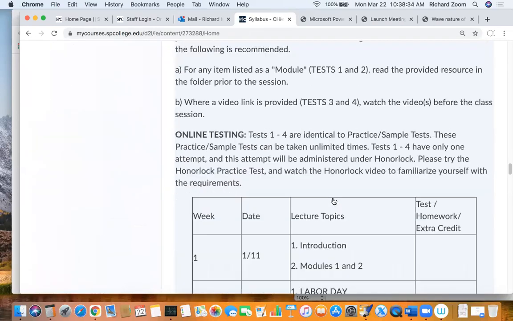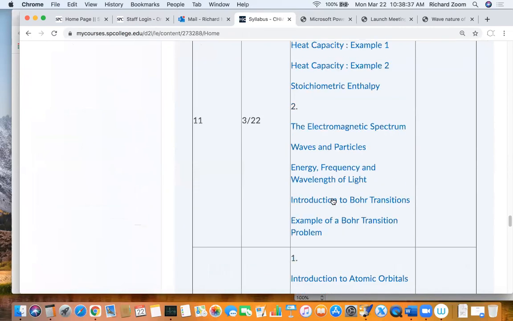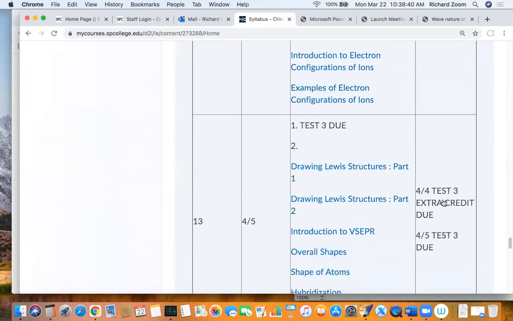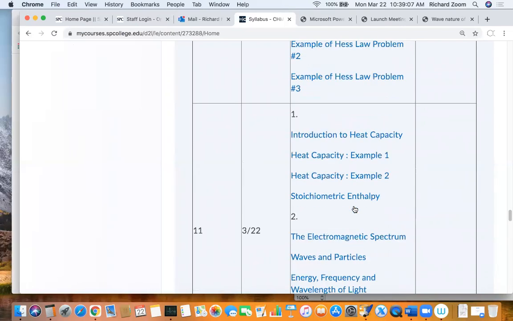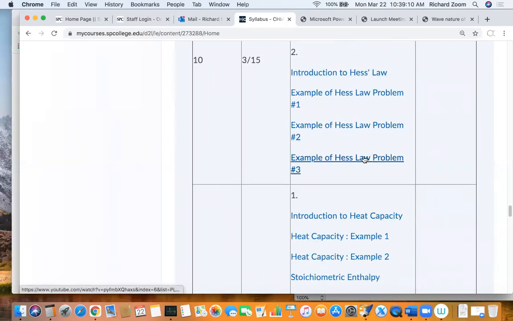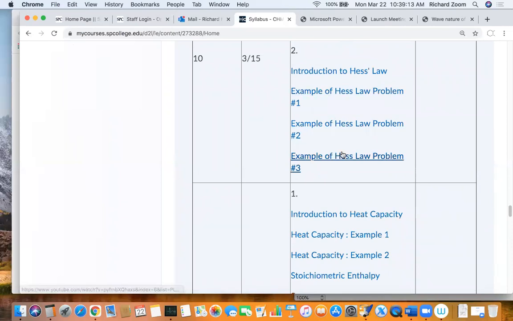So you can see that test 3 will be due on April 5th, right? So that would be, well, let's see, the 29th, that would be next Monday. And the 5th, I guess that would be the following Monday. So we're looking at 2 weeks here. We have plenty of time to get through this and to also go back and for me to give you a little bit of a primer on Hess's law. So I will give you some time to do that.